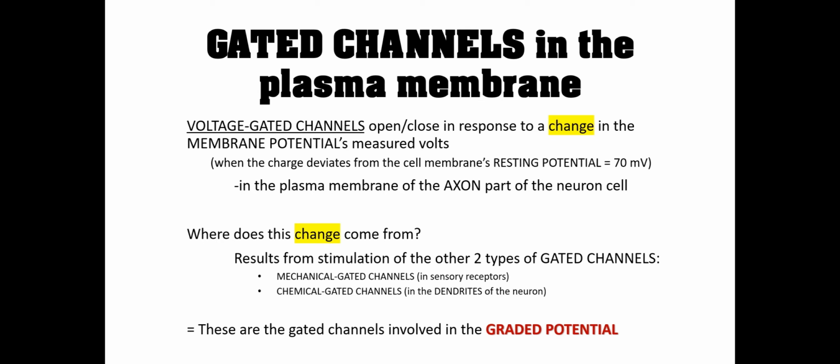Remember how the -70 millivolts is the measurement of the resting membrane potential when the cell's not doing anything? Well, when the cell is stimulated and these chemical gated channels open up and it changes from -70 to -60, that is called a graded potential. It's no longer a resting membrane potential, it's a graded membrane potential.